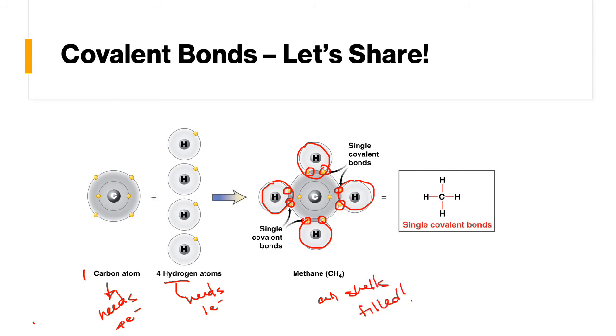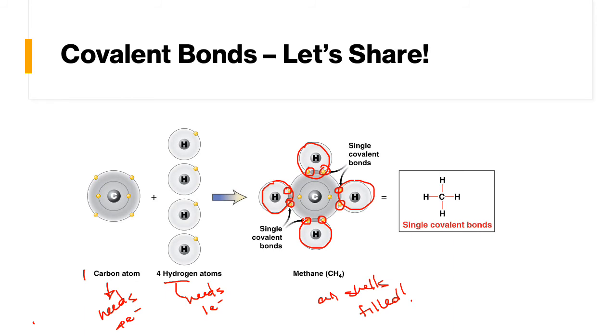And now all of these atoms are very happy because they have filled their shells. Notice that this drawing that we have here is kind of a complicated way of drawing this process out. So oftentimes covalent bonds are just shown by a line. Notice that we just have the letter of our atom, C for carbon, H for hydrogen, and then we just have lines connecting those letters showing that a covalent bond, or a sharing of electrons, has occurred.